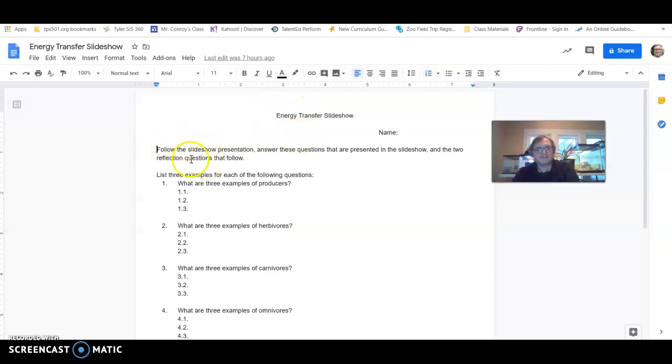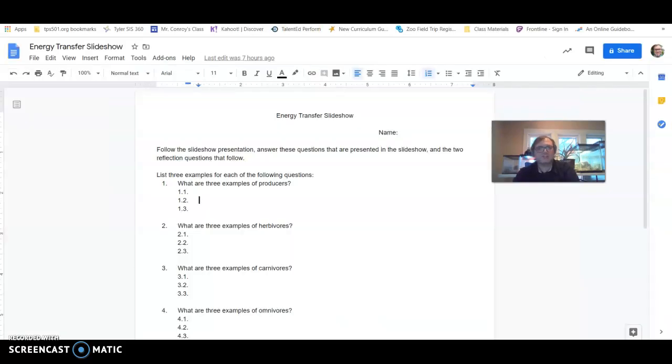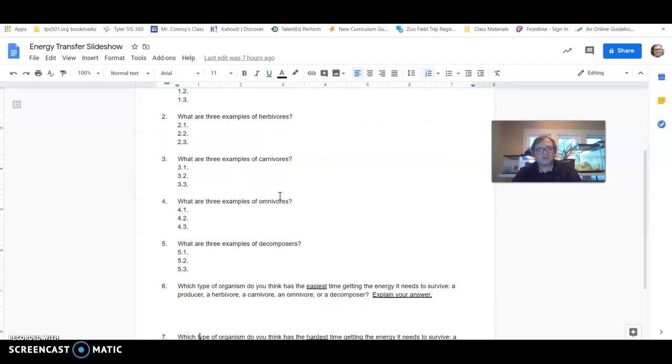So this one just asks you to follow the slideshow, the energy transfer slideshow, answer these questions that are presented in the slideshow and the two reflection questions that follow. So for each part that I'm asking here, if we're looking here, like what are some examples of producers here in the slideshow? Here on the worksheet, I'm asking what are three examples of producers? So again, think about three different examples of organisms that you would count as producers. And again, same thing for herbivores, carnivores, omnivores, decomposers.